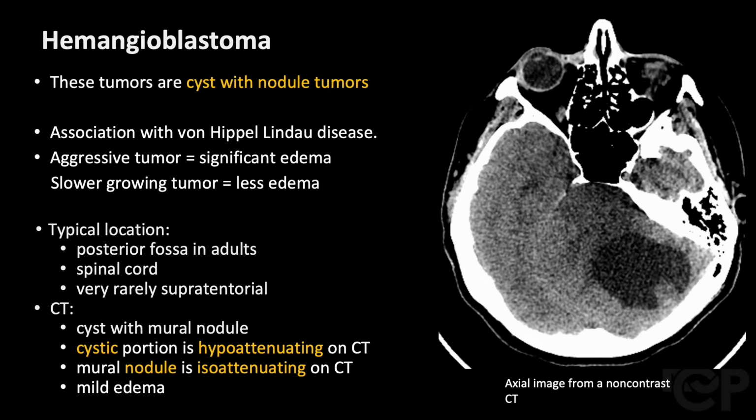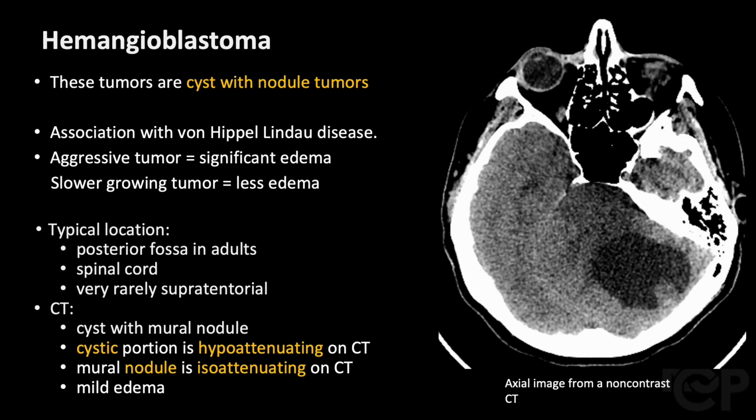Hemangioblastomas are malignant tumors that have cysts and nodules. They are associated with von Hippel-Lindau disease, which is an important association for medical students. If the tumor is more aggressive, there will be more edema, and if it's slower growing, it'll have less edema. It is normally located infratentorially, so in the posterior fossa in adults, as well as the spinal cord.